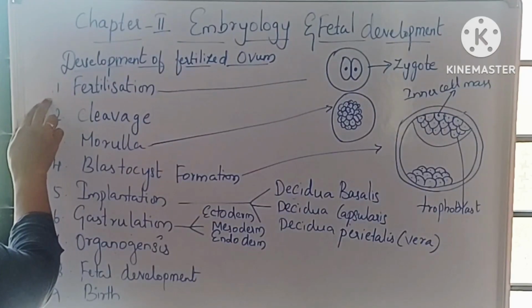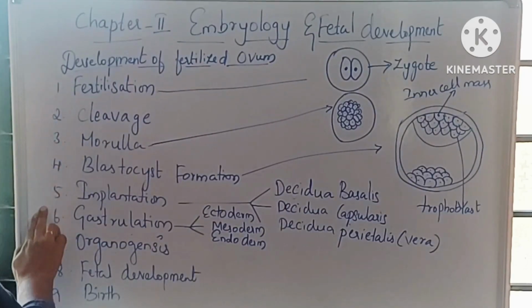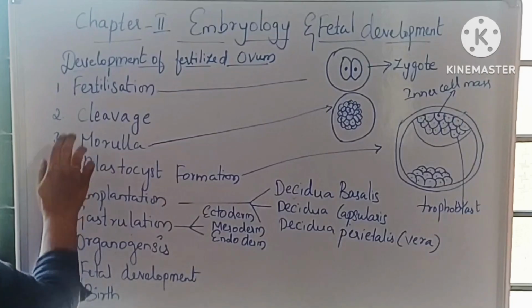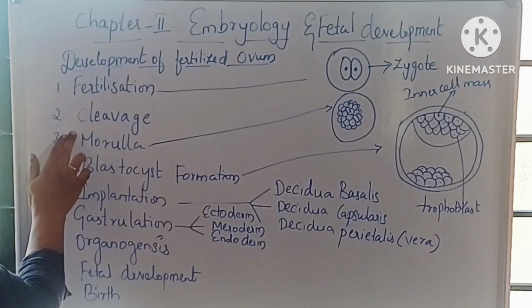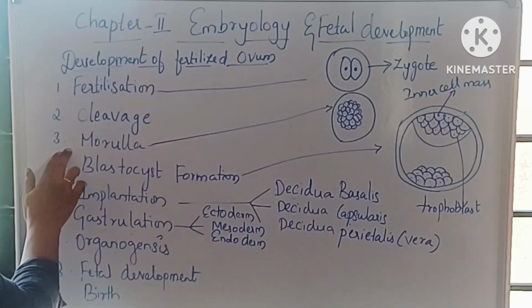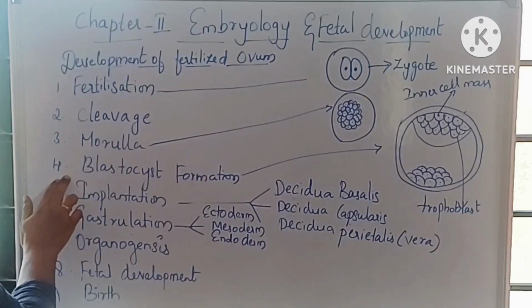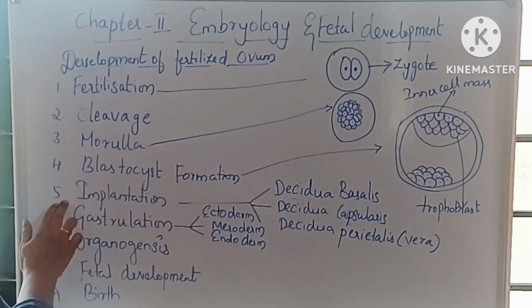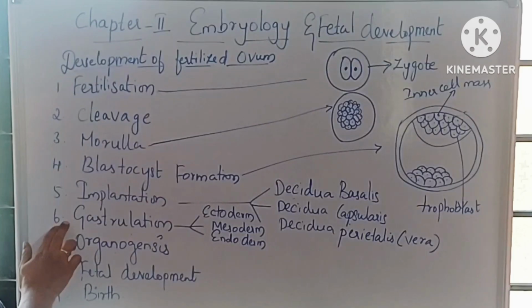Development of the fertilized ovum occurs in 9 stages. First one, fertilization. Second one, cleavage. Third, morula. Fourth one, blastocyst formation. Fifth one, implantation. Sixth one, gastrulation. Seventh, organogenesis. Eighth, fetal development. Ninth, birth.